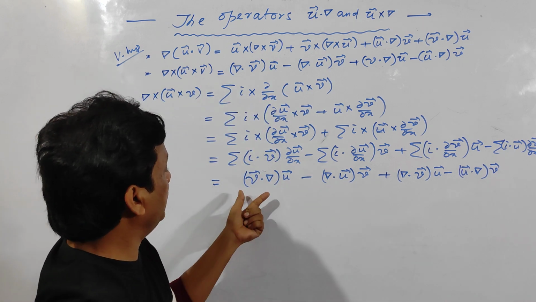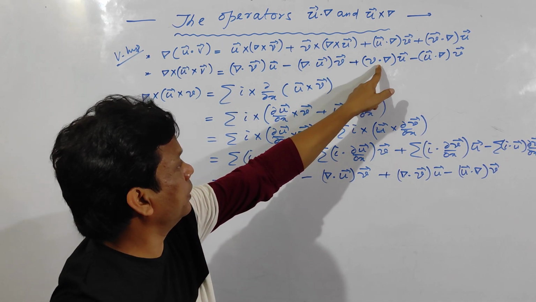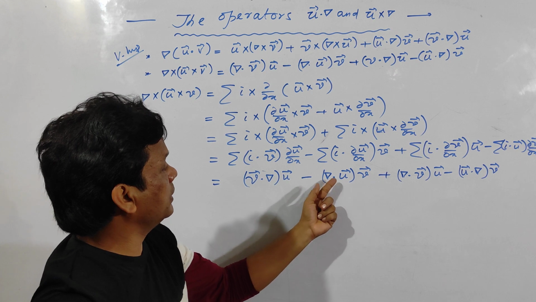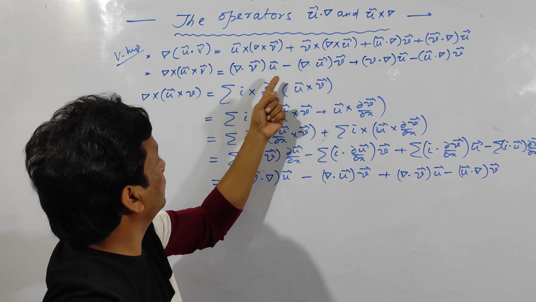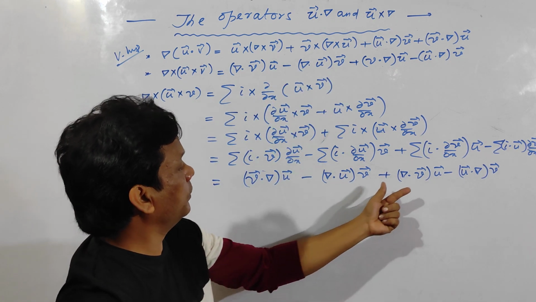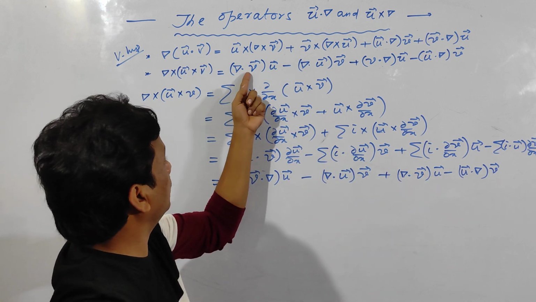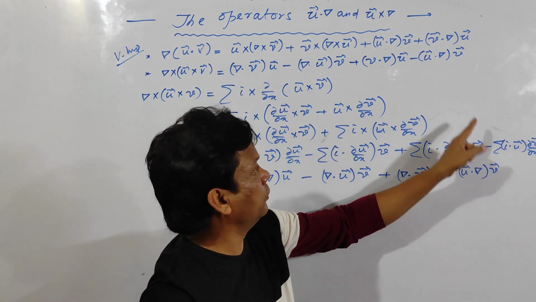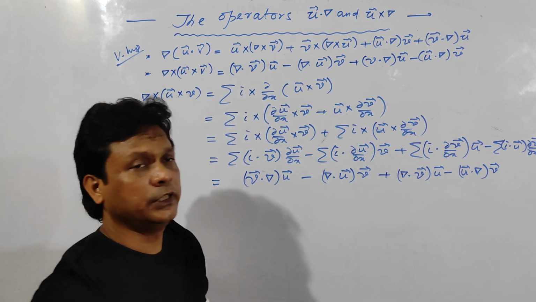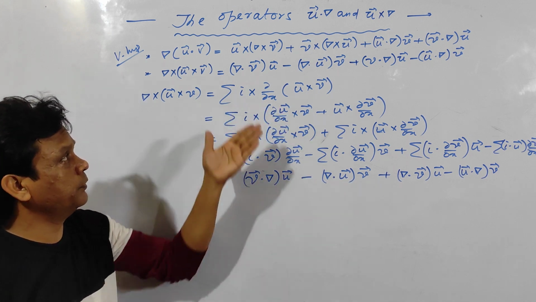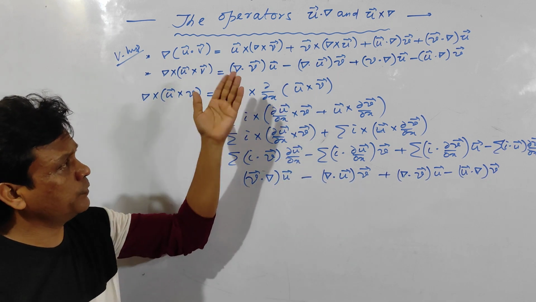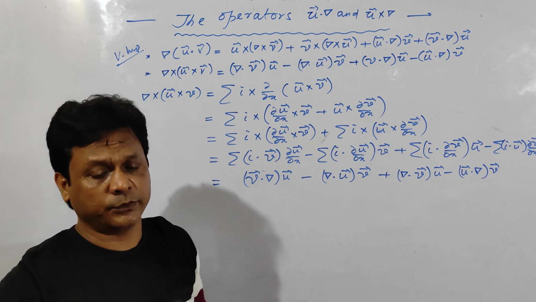See here: v dot del into u minus del dot u into v plus del dot v into u minus u dot del into v. So this is the proof of this formula, and these two formulas are very, very important. I am going to tell you some applications.